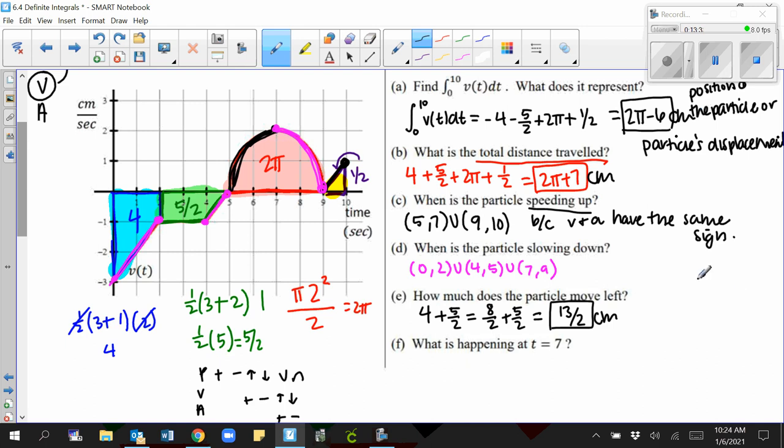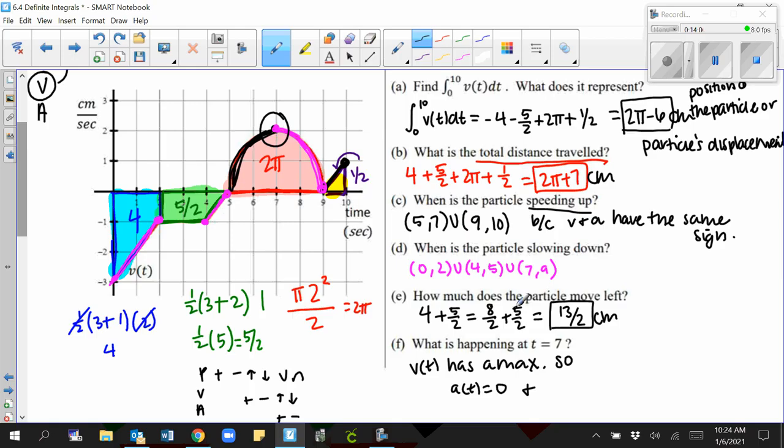And then the last one asks, what's happening at t equals 7? So at t equals 7, that's this point right here. So at t equals 7, our velocity has a maximum. So I'm going to say that the velocity has a max. So what that means is that our acceleration is equal to 0, because that would be our tangent line right there.